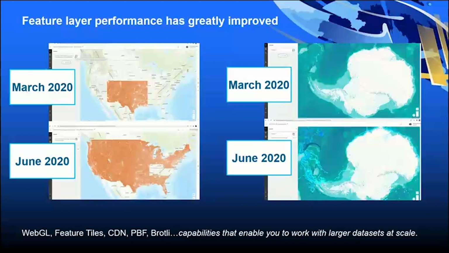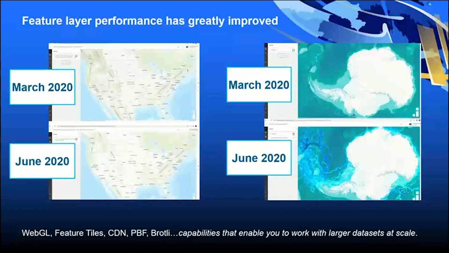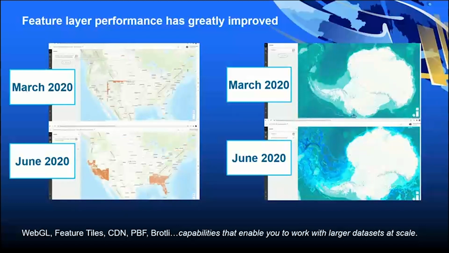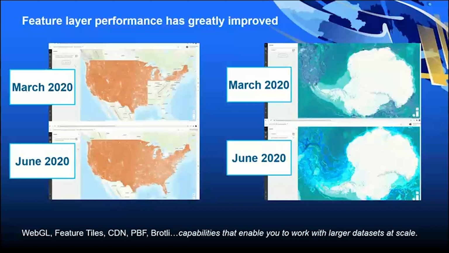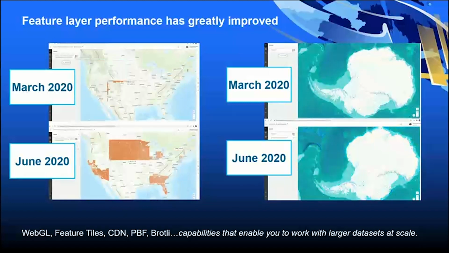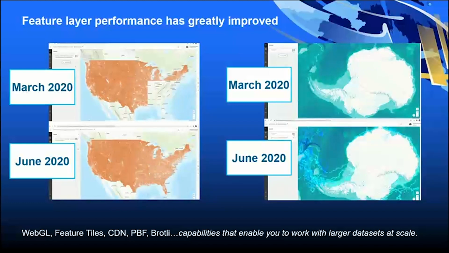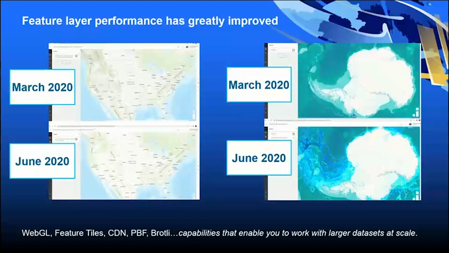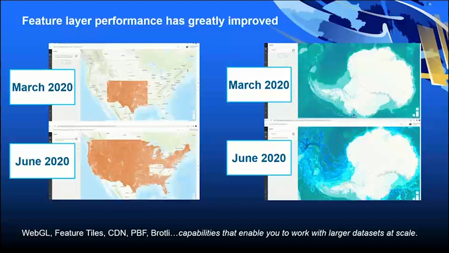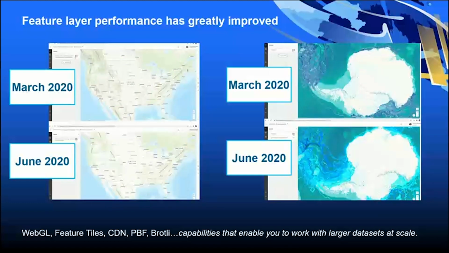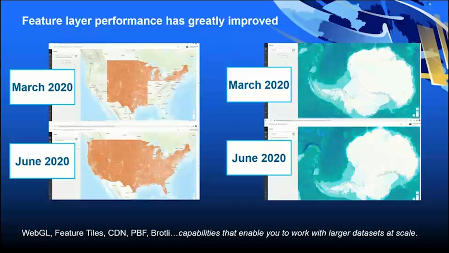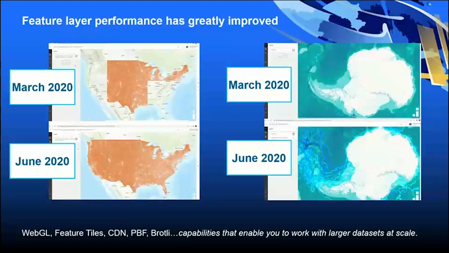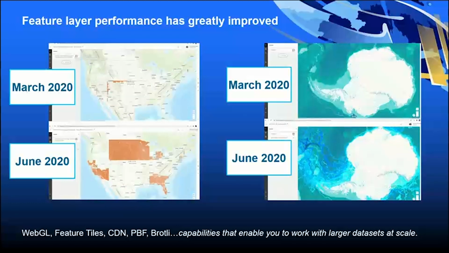And the performance has greatly improved throughout the year. Actually, for the last several years, you've probably noticed this as we've moved to WebGL in both the old map viewer and the new map viewer. We can see here just the performance improvements alone between March and June in the new map viewer. So on the left, we have census tracts for the continental US, somewhere in the order of 65,000 polygons, and you see how fast it's drawing in June as compared to March. And on the right side, we have icebergs around Antarctica. I think it's some 330,000 points, and you see how fast they're loading in June as compared to what it was doing in March.